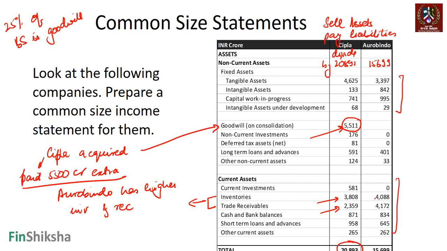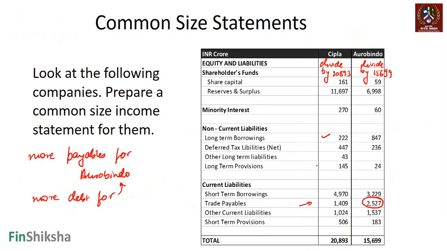In the case of Cipla, however, if you sell the assets to realize 20,893, it is important that you also realize this 5,500 crore, which means whatever this asset is, it needs to sell at a price that incorporates 5,500 crore as extra value. Unless that happens, this 5,500 will not get realized. If that doesn't get realized, you will not be able to repay all your liabilities, correct? Aurobindo is safer that way.